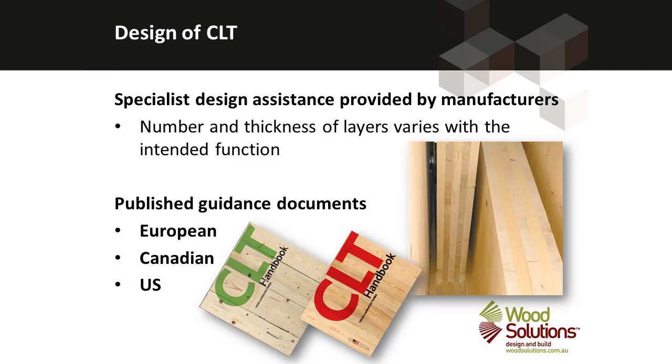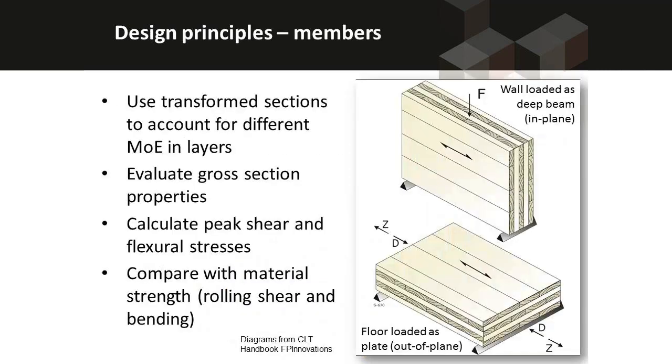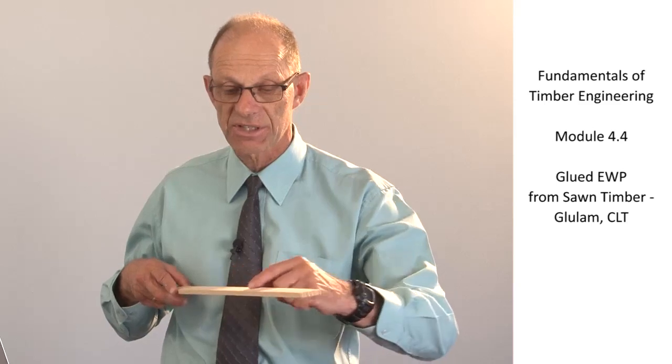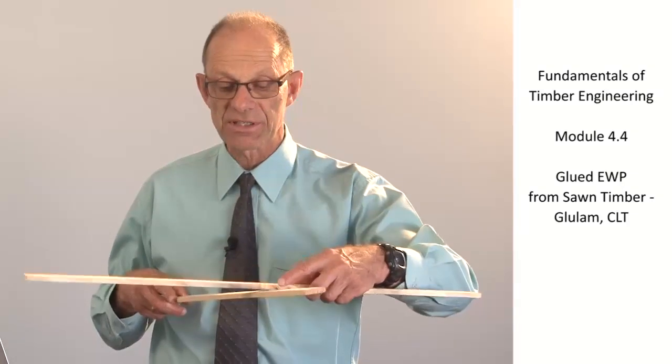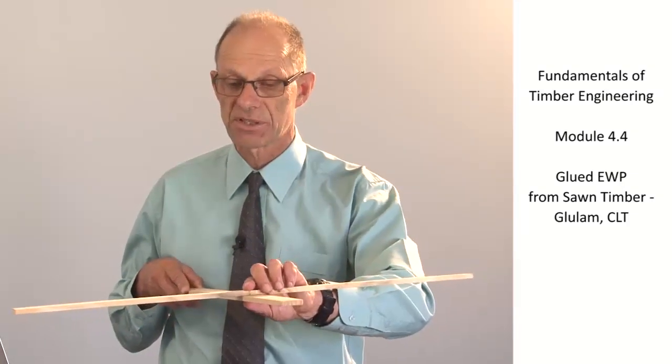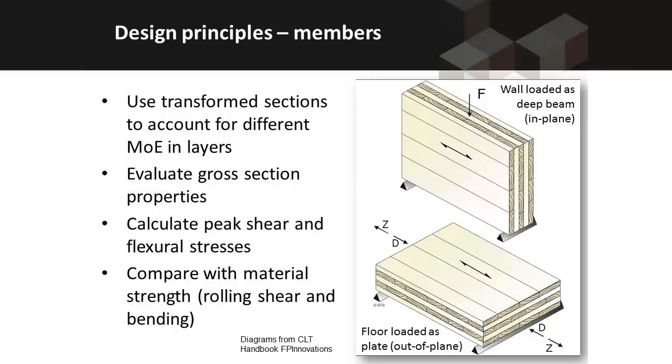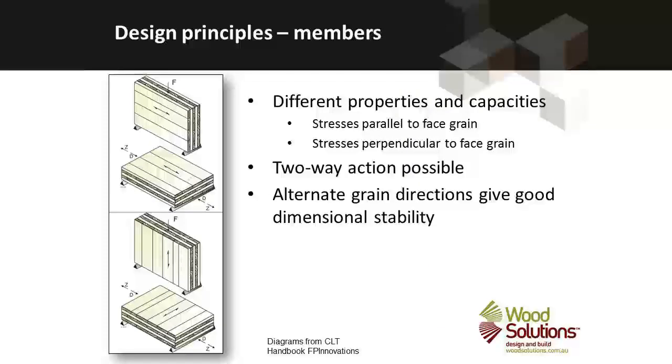The design of cross-laminated timber is facilitated by a number of guidebooks, and there are European, Canadian and US guidebooks. Any of those could be used in Australia and have been used in Australia. Essentially, they're using transformed sections, where we're using the full properties of all of the laminates that have the timber with the grain parallel to the load direction, and reduced properties for the laminates where the grain is perpendicular to the load direction. So it uses classic strength of materials transformed section theory to determine the performance of the cross-laminated timber sections. So there are different properties and capacities in each direction.